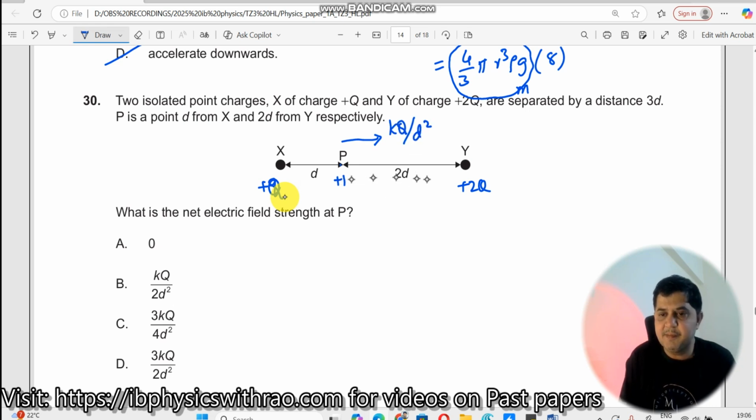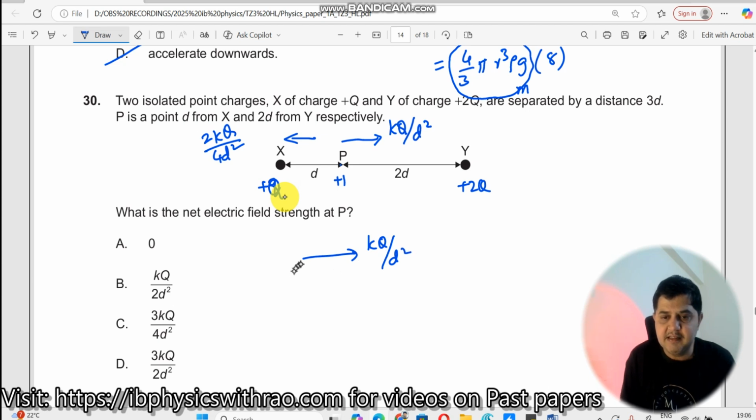Now it will also experience an electric field in this direction, right? It will be repelled by this charge also, since it is a positive charge and I put plus 1 here. So this field should be equal to 2kq divided by 4d square. We have one field acting like this.